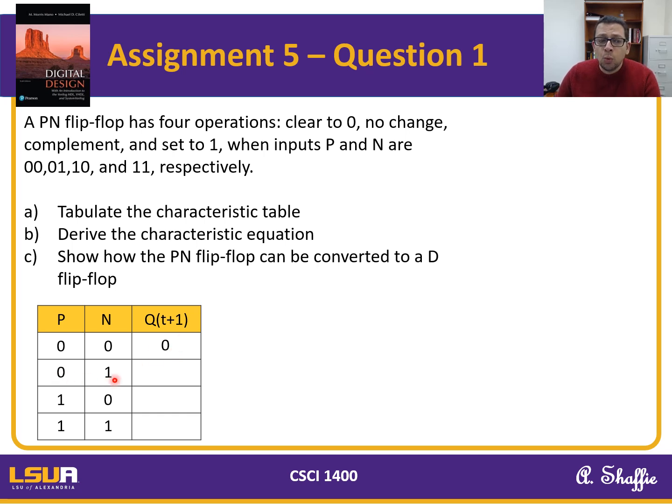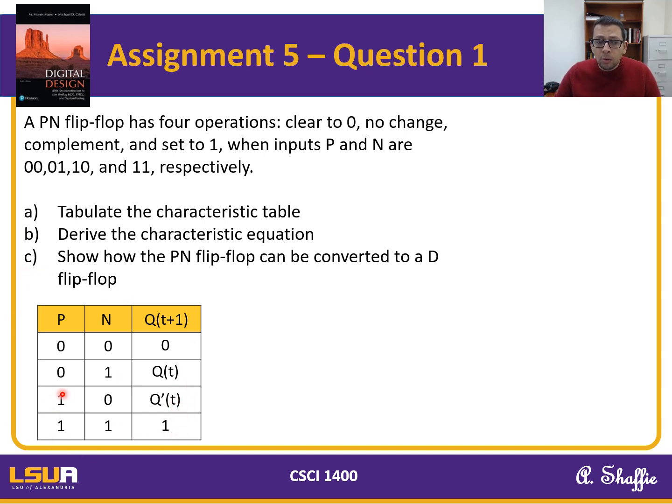If the input is 0, 1, then there is no change. No change means that the next Q will equal the current Q. So Qt plus 1 equals Qt. When the inputs are 1, 0, 1, 0 means complement. So I expect the output will be the complement of Qt. This is why Qt plus 1 equals Qt dash. And finally, when the inputs are 1, 1, this means I want to set the output to 1. So the output here will be 1 regardless of the current value of Q.